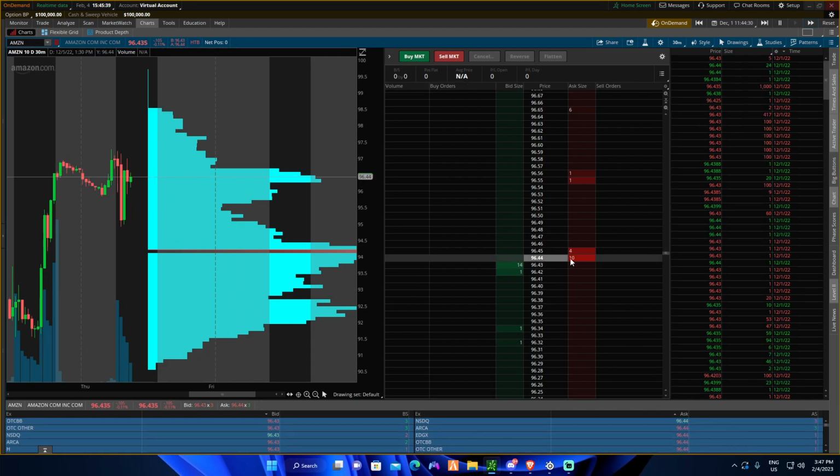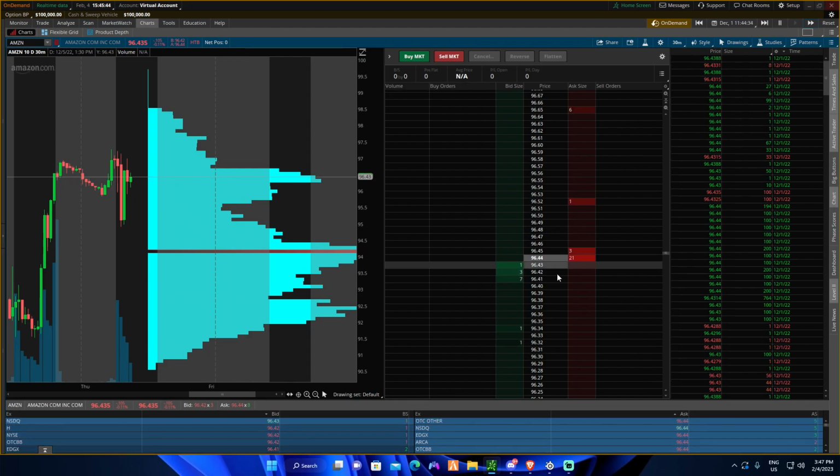So for the DOM, at 96.44, 10 people are selling, 14 people are buying. They're basically fighting for the price, right? We're seeing who's more aggressive, who's going to push each other, right?